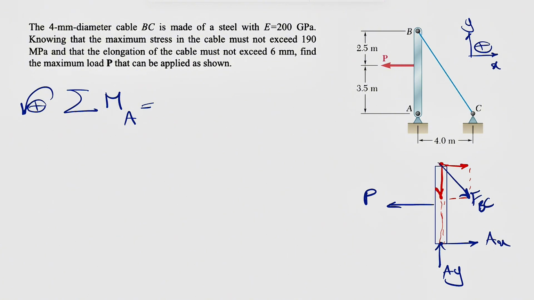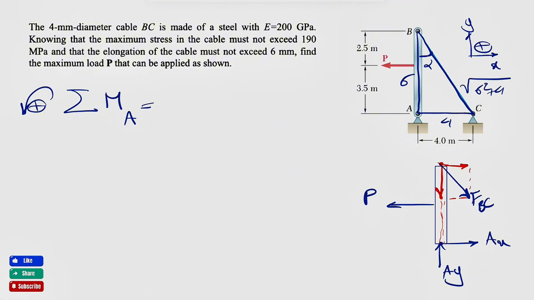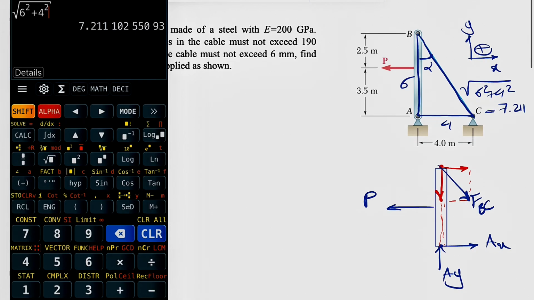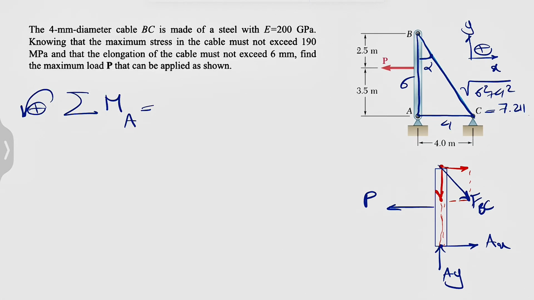But for finding the X component of FBC, we would need to figure out this angle here, alpha, and we have a right triangle in here, which has this side 4 meter, the other one would be 3.5 plus 2.5, which is going to be 6. Based on the Pythagorean theorem, this will be the square root of 6 squared plus 4 squared, which is going to be around 7.211. So for finding the X component of FBC, we're going to have FBC sine of alpha, which would be basically opposite over the hypotenuse. So 4 over 7.211 FBC. So that would be the force.